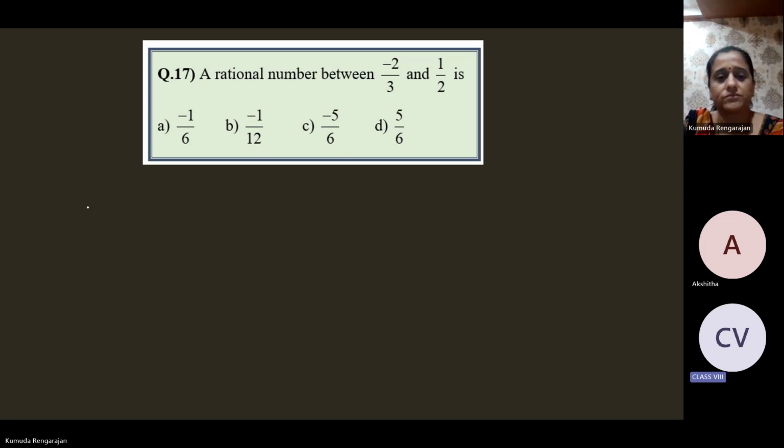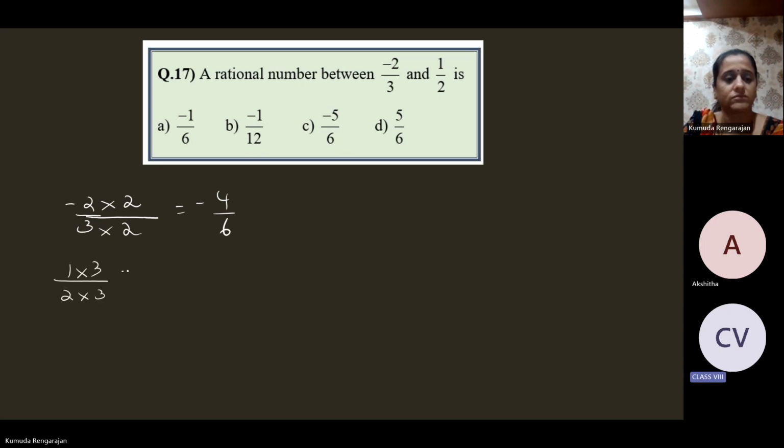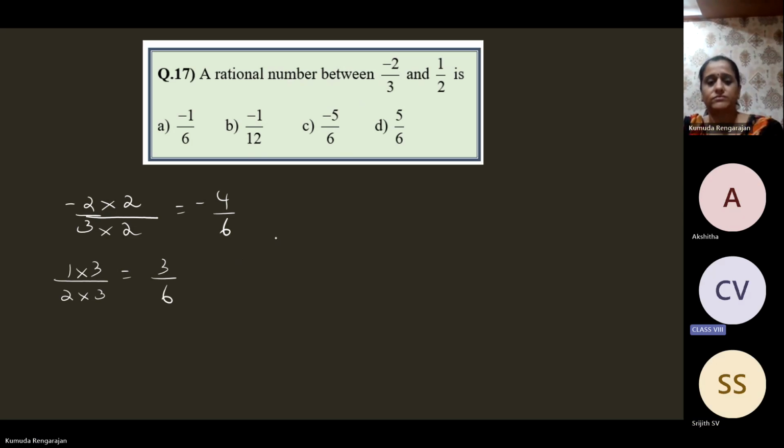Ma'am, equivalent fraction method. We take the LCM of both the denominators. We get LCM is equal to 6. Ma'am, and the number between them in the option is minus 1 by 6. Yes, ma'am. I wrote my own number by mistake. I didn't know those options. But I got minus 4 by 6 and 3 by 6. I got those numbers in the end.